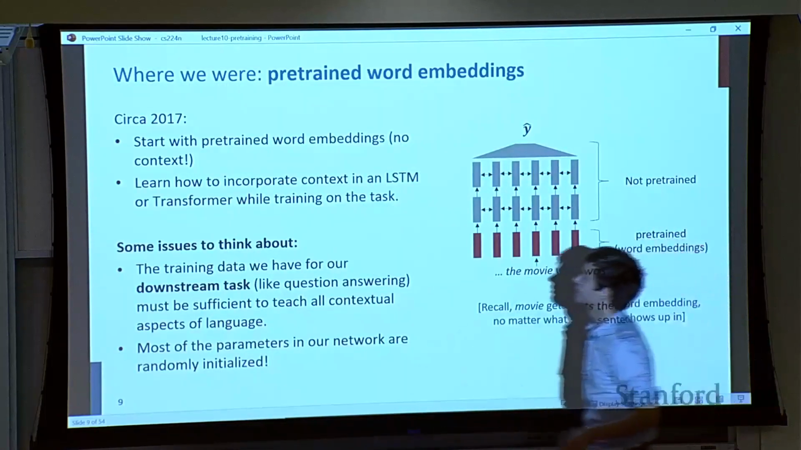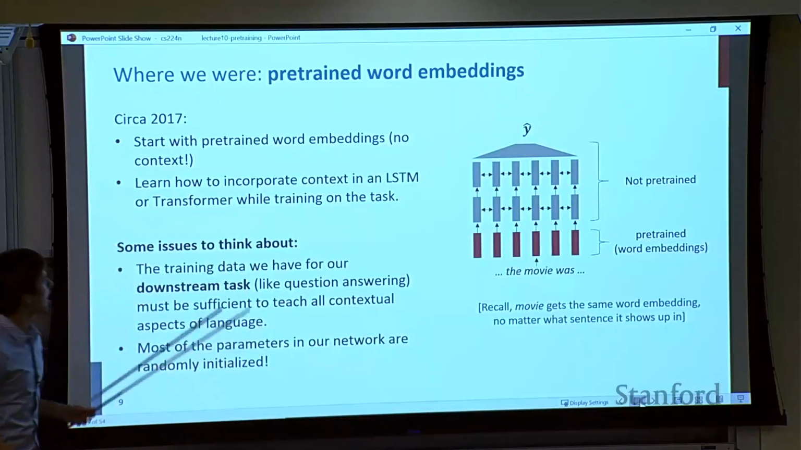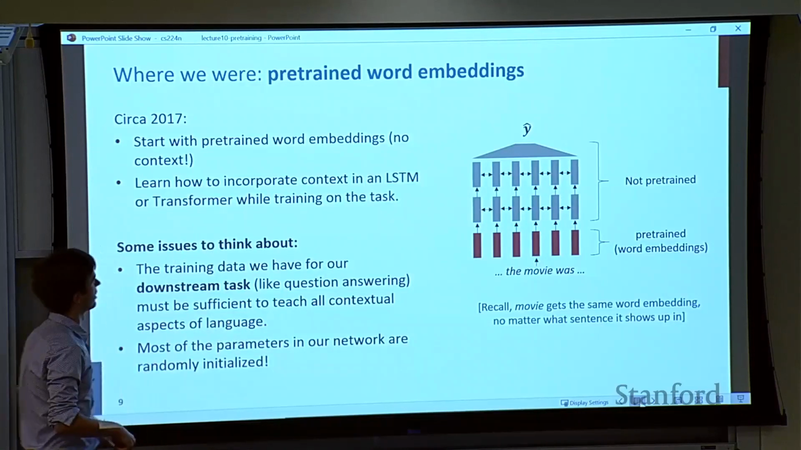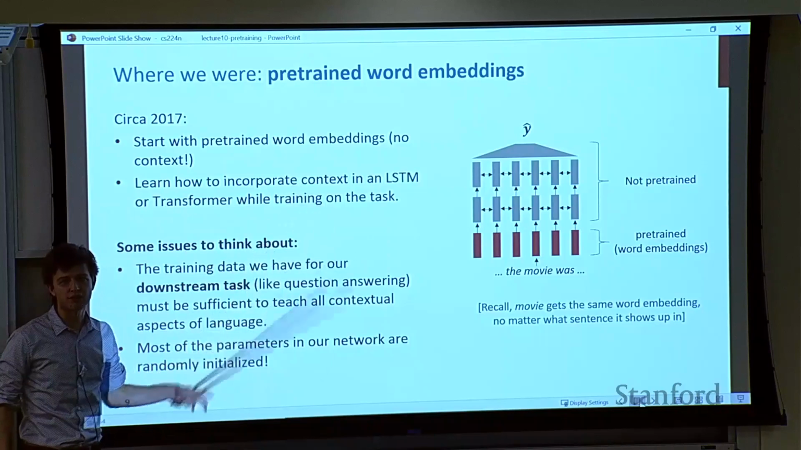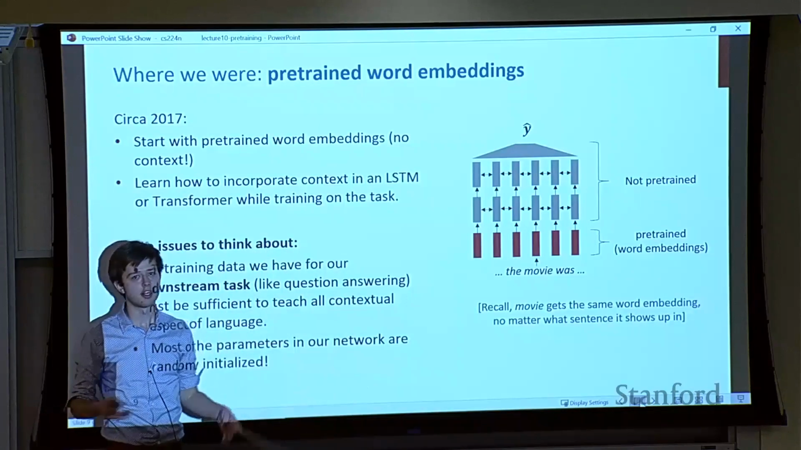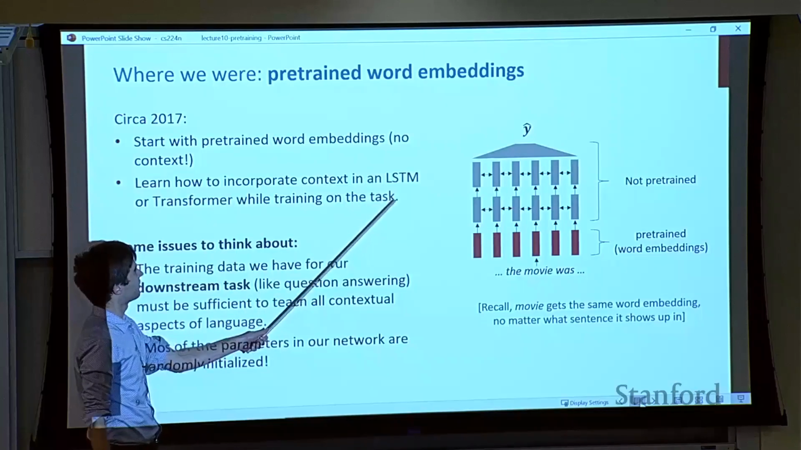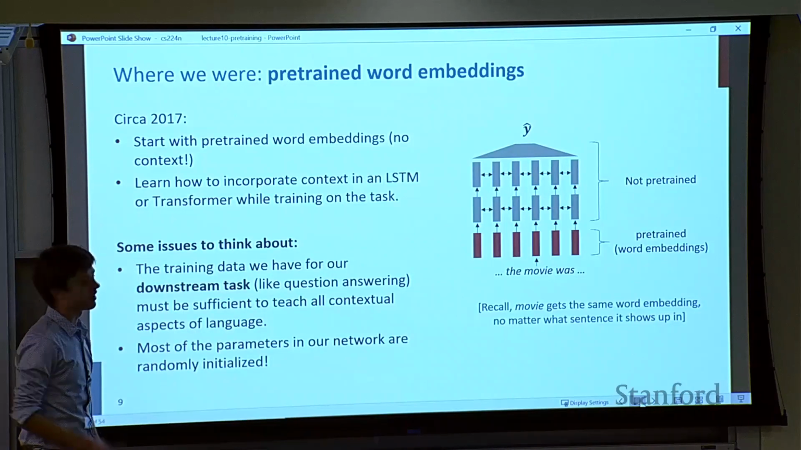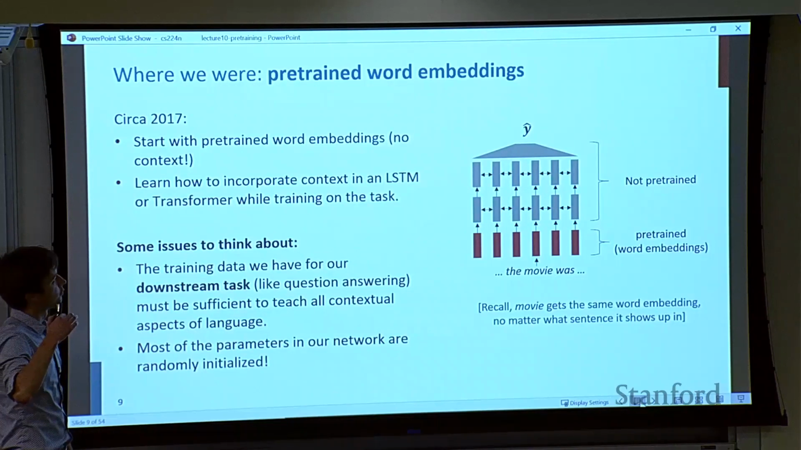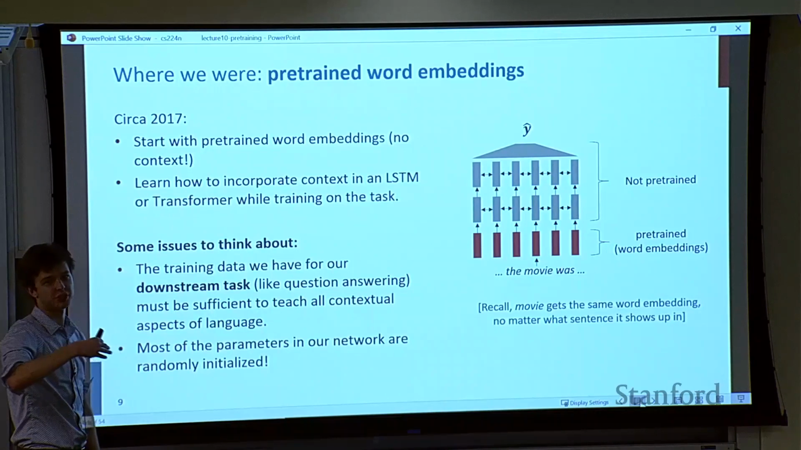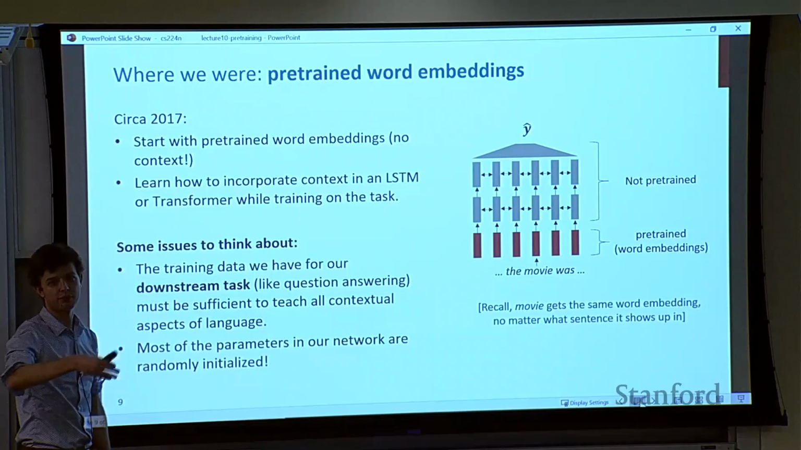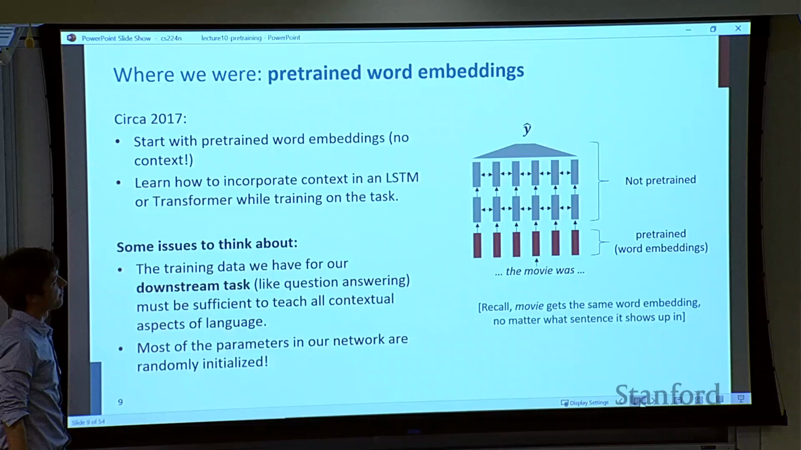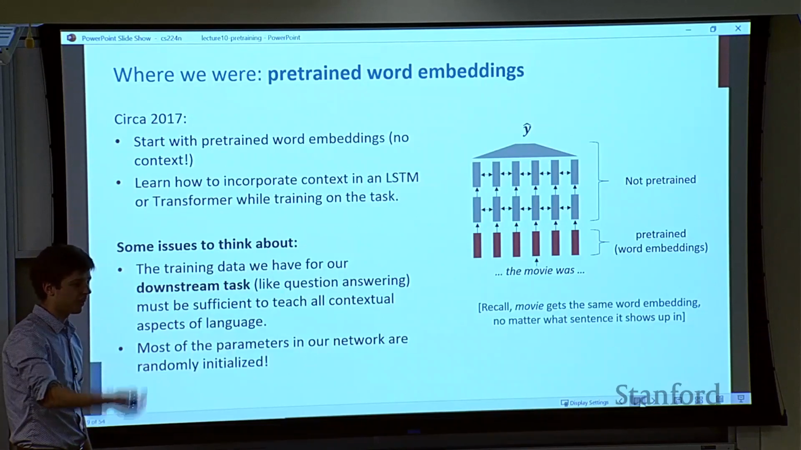So back in 2017, we would start with pre-trained word embeddings. And again, remember, no context there. So you give a word an embedding independent of the context that it shows up in. And then you learn how to incorporate the context. It's not like our NLP models never used context, right? Instead, you would learn to incorporate the context using your LSTM, or if it's later in 2017, your transformer. And you would learn to incorporate context while training on the task. So you have some supervision. Maybe it's machine translation supervision, maybe sentiment, maybe question answering. And you would learn how to incorporate context in your LSTM or otherwise through the signal of the training instead of, say, through the word2vec signal.